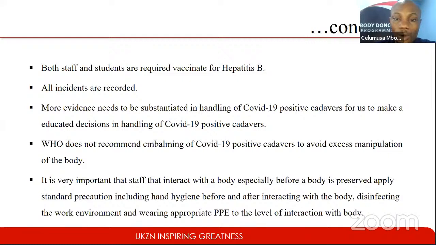We still need some more evidence. We still need some more information regarding how we need to handle COVID-19 positive cases, even before we think of accepting them. So we still need more information regarding COVID-19 positive cadavers. The World Health Organization is not recommending embalming COVID-19 positive cases. That is obviously to avoid the excessive manipulation of the body.